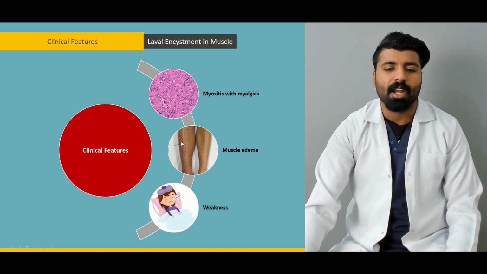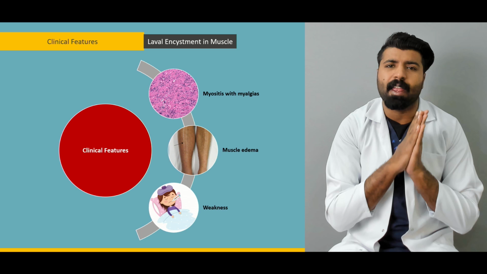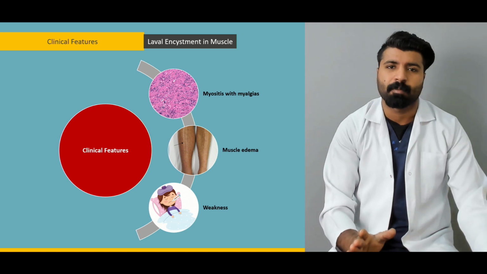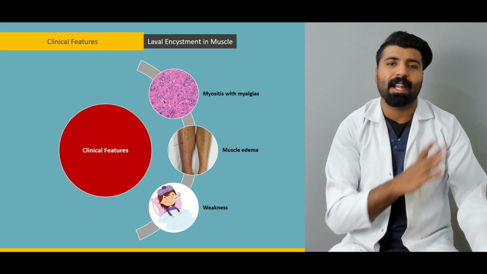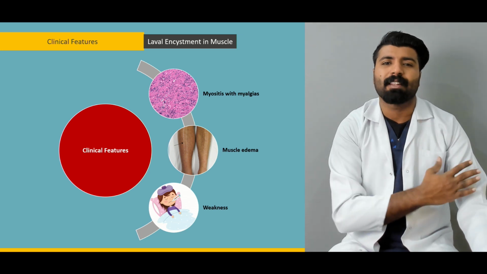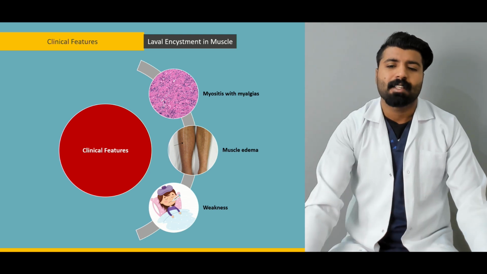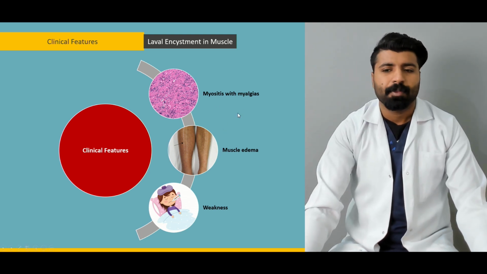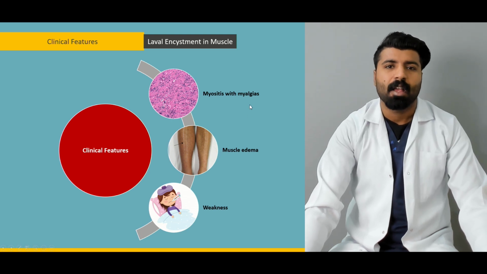Now, these three are the key features of larval encystment in the muscle. I told you, these muscles can be any one of our body's muscles, any one of them. But basically and predominantly, we get these pecs involved, we get this deltoid involved. So what's going to happen is we're going to have this myositis with myalgias, with pain of the muscles. Myalgias are pain in the muscles. Muscle pains will come through.